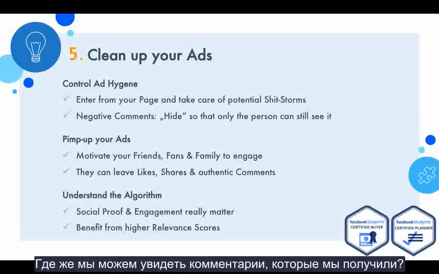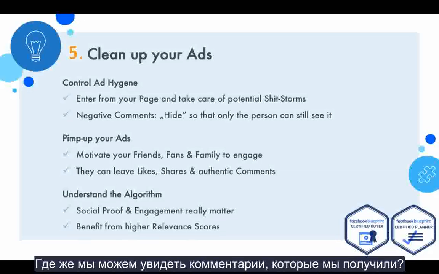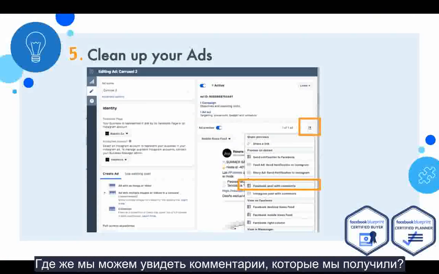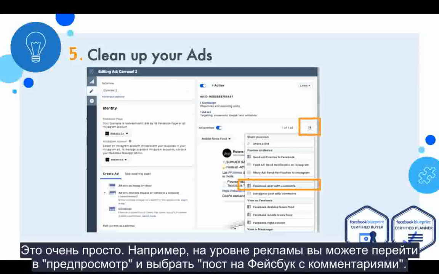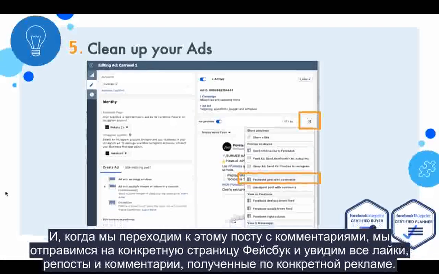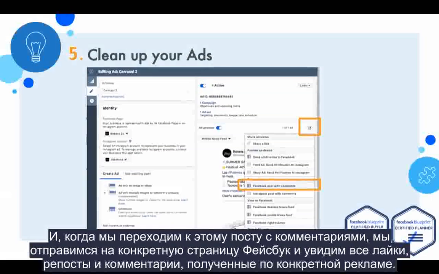And how can we actually see the comments that we have received? Well, it's very easy. If you are on ad level, for example, you can go into the preview, and then you select Facebook post with comments. And once we are at the Facebook post with comments, it will bring us to our Facebook page, and it will show all the likes, comments, and shares that we have received from this specific ad.